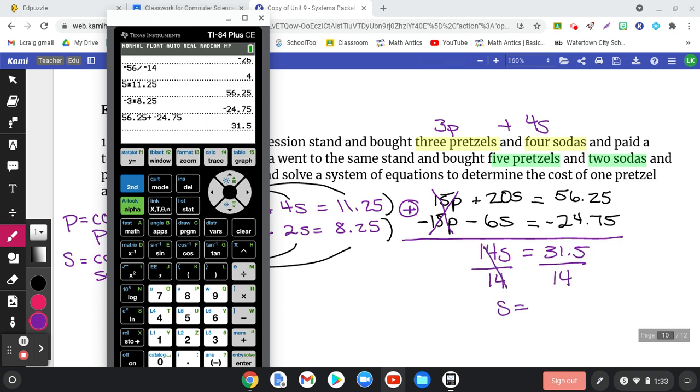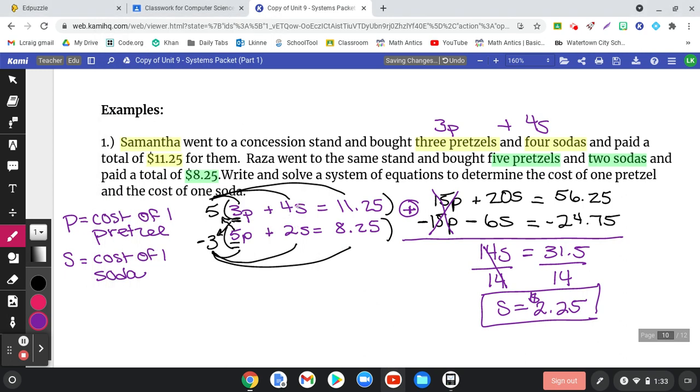So S equals, that means we're finding out the cost of a soda right now. Can just hit divided by 14. 2.25. That's reasonable. Got a negative number, wouldn't be a good thing. So a soda costs $2.25.